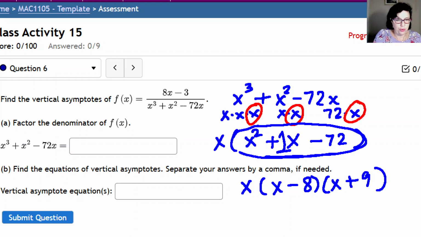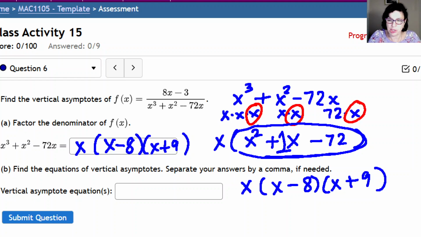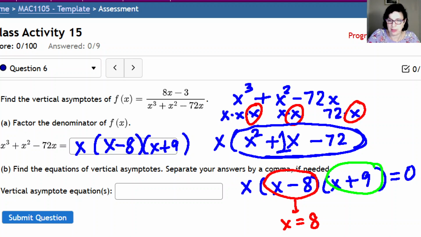Okay, so once you factored it, you need to set this thing equal to 0 and solve for x. Now, here is where I see a lot of students mess up. They usually will notice that you have this factor right here, x minus 8, which corresponds to x equals 8, and they will get that part. Then they also will say, okay, well, I also know this guy, because that guy is going to be 0 when x equals negative 9. But what they forget is the x. They're thinking, well, x, x is just x. It's not going to be 0.